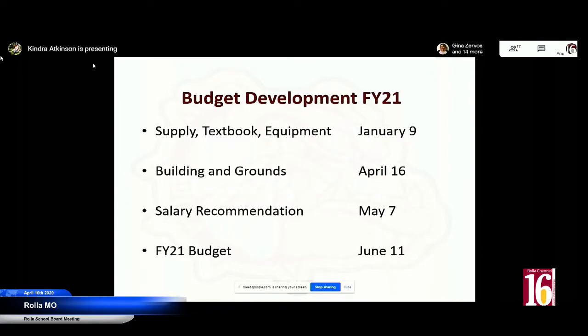As you know, budget development takes place over several phases. Back on January 9th, you approved the supply, textbook, and equipment budget. This evening, after this presentation, Dr. Dare is going to walk through the buildings and grounds budget with you. At the next board meeting, we'll get an approval for the salary recommendation, and then on June 11th, we'll finalize the budget.